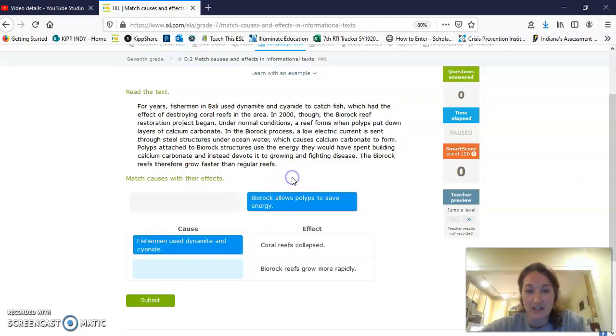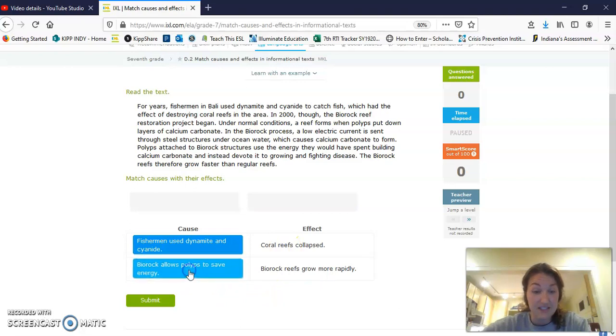Let's make sure our other one matches as well. The last effect listed says, BioRock reefs grow more rapidly. The last cause we have left says, BioRock allows polyps to save energy. Let's see if that cause matches this effect.